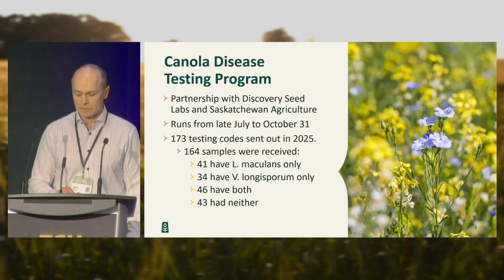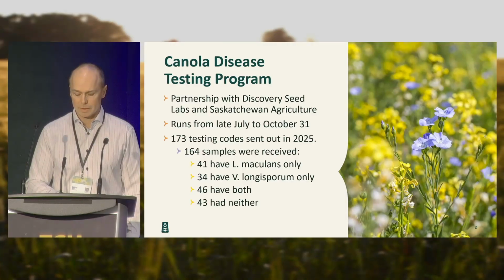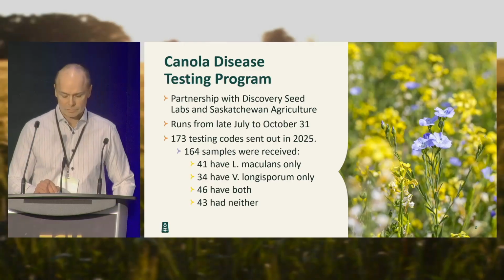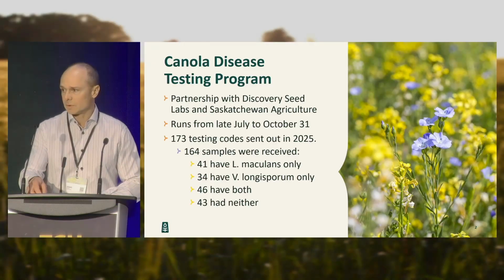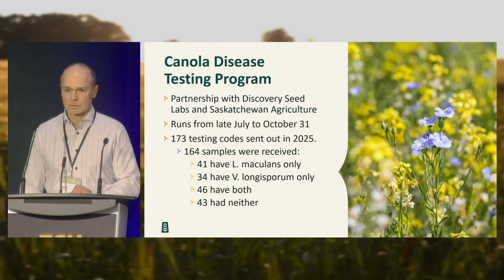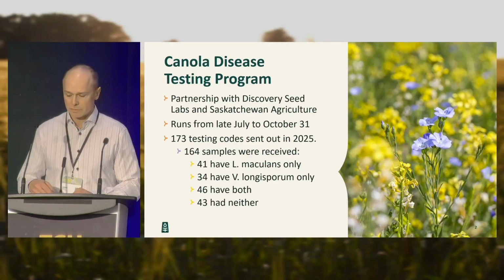So out of 164 samples that were submitted, 41 were positive for L. maculans only, 34 for verticillium only, 46 for both pathogens, and 43 were negative for both. And similar to what Alareza said this morning, out of 18 soil samples, we didn't find any clubroot positive samples this year.